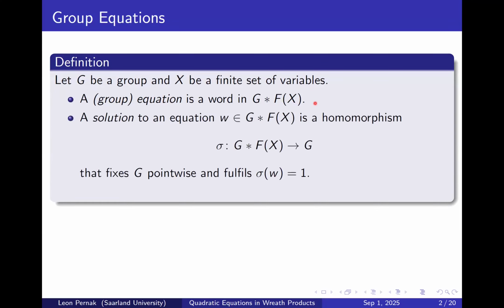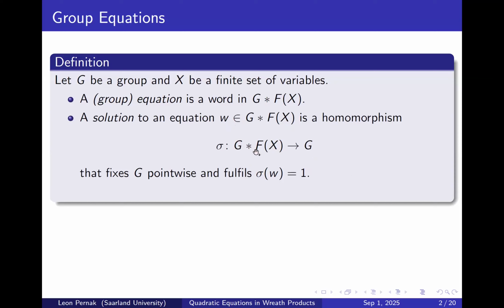Then a solution to such a group equation is a homomorphism from this free product into the group G. I'm assuming you are somewhat familiar with free groups, so in particular with their universal property. Specifically, I'm looking for a homomorphism that fixes the group G and such that the image of my equation W is the trivial element in G.